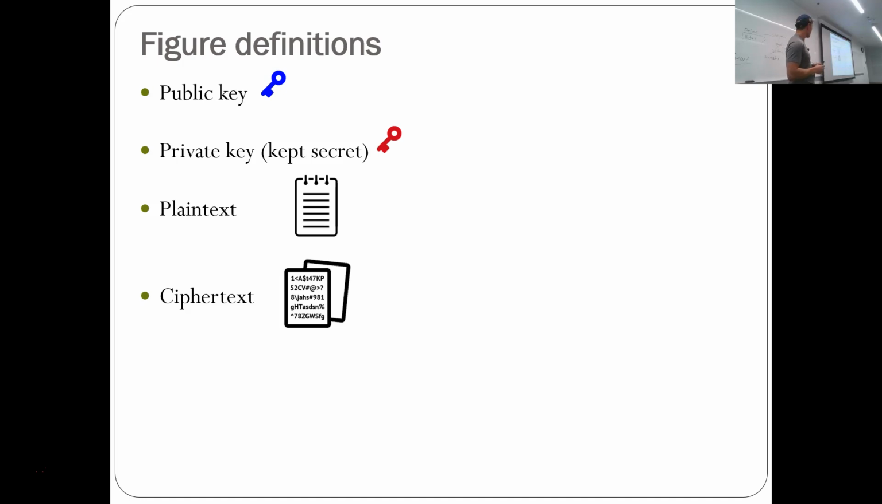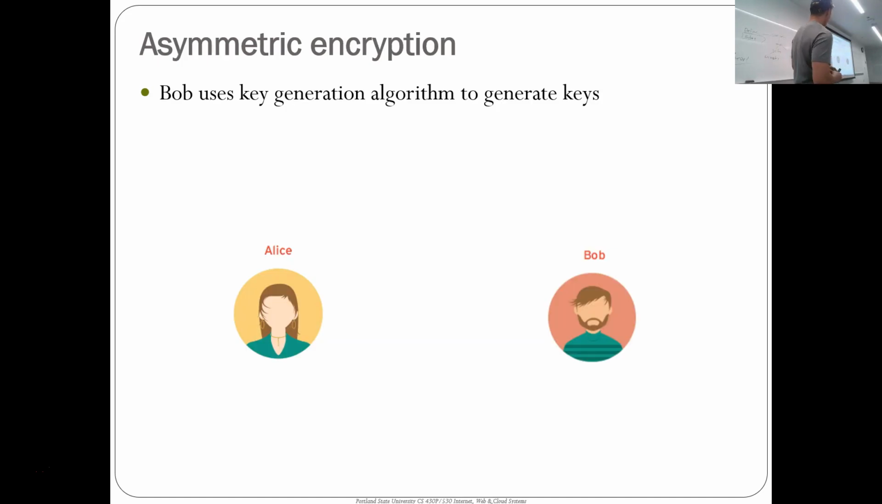Okay, so we're going to go through some animations for how this thing works. The public key in these animations is always going to be blue. The private key that's associated with this public key is red. We're going to have some plain text and some ciphertext, and those are the icons I'm going to use. So we'll first talk about encryption.